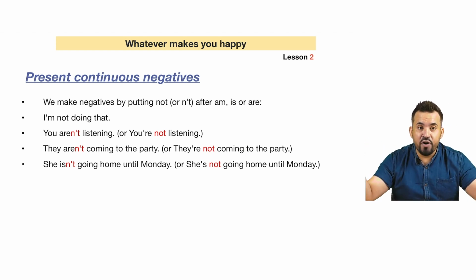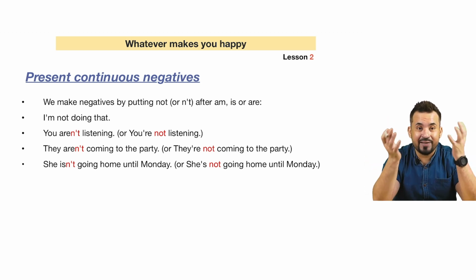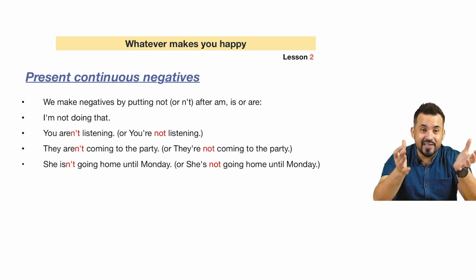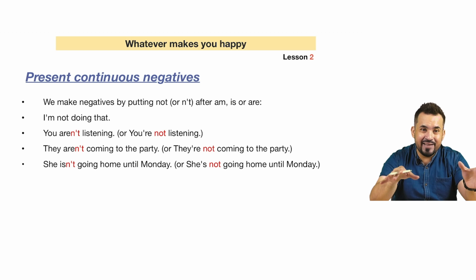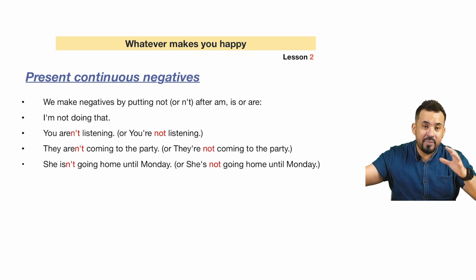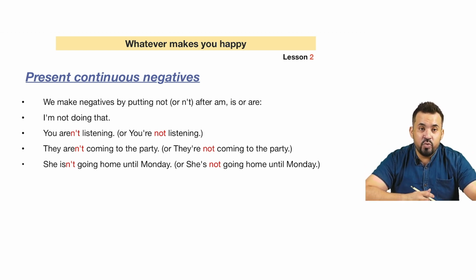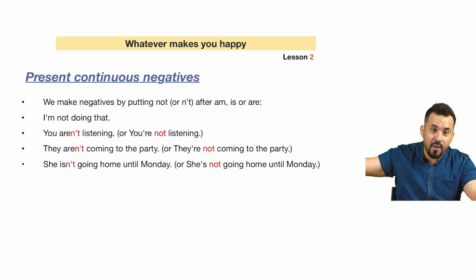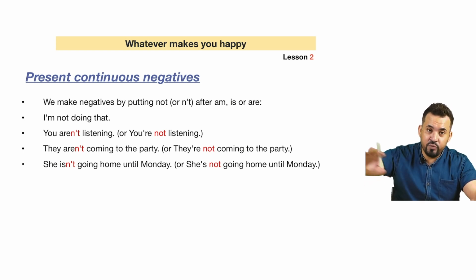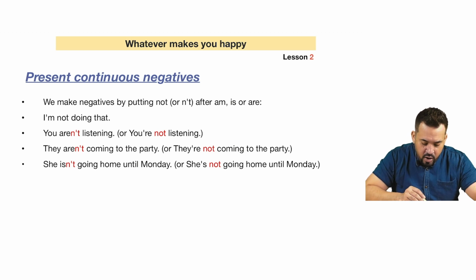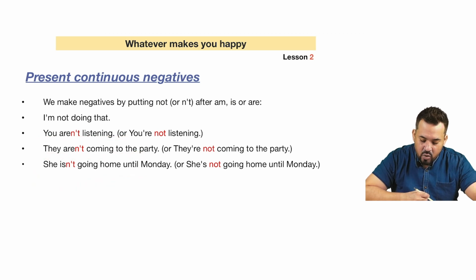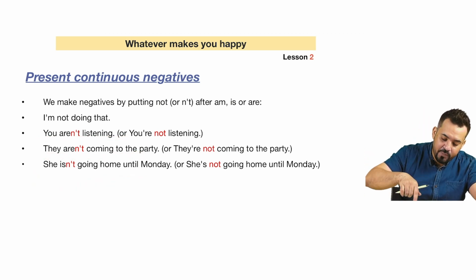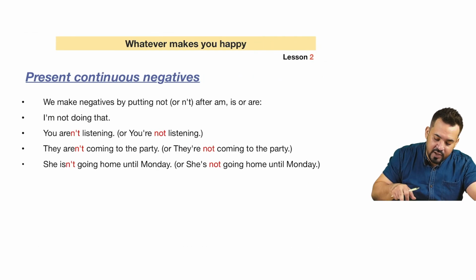We contract are not by saying aren't. We contract is not, we make it shorter, by saying isn't. Well, am not stays am not. We can make I am into I'm, but the not cannot be merged into the am. So it will be am not or I am not. There is no amn't, no such thing. So, you aren't listening, they aren't coming to the party, she isn't going home until Monday. Those are basically answers to the questions in the first slide.